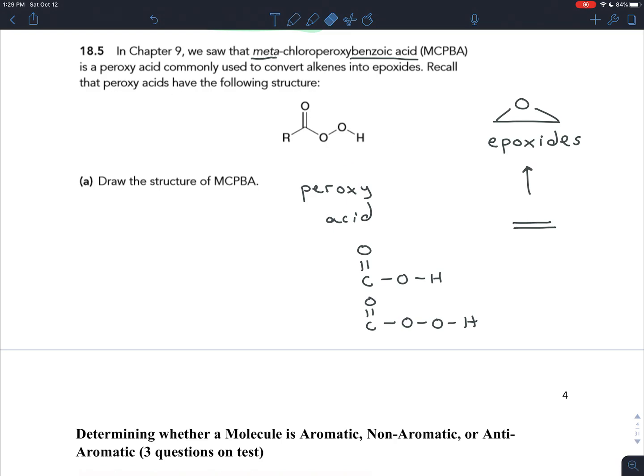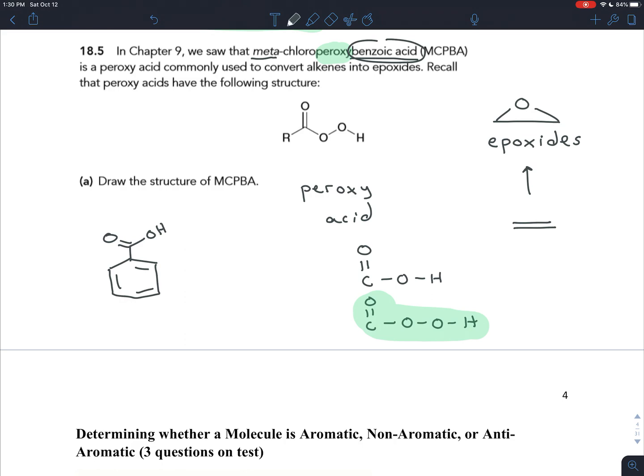MCPBA is metachloroperoxy benzoic acid. We're going to have this sort of peroxy structure in there. But if you wanted to draw what MCPBA looked like, the first thing you'd want to do is to start with the backbone, benzoic acid. What does that look like? It's a derivative of benzene, so you draw the benzene ring. And then it's a benzene with a carboxylic acid coming off. So there's your benzoic acid.